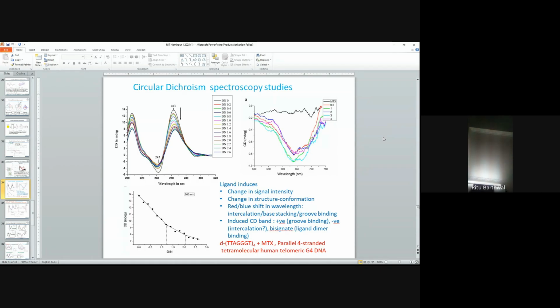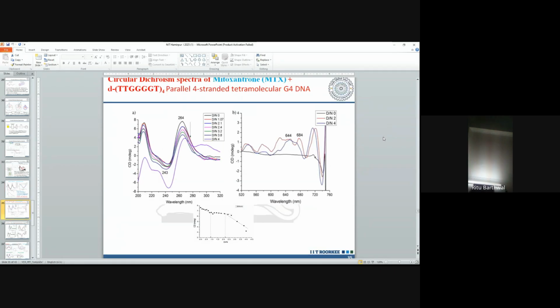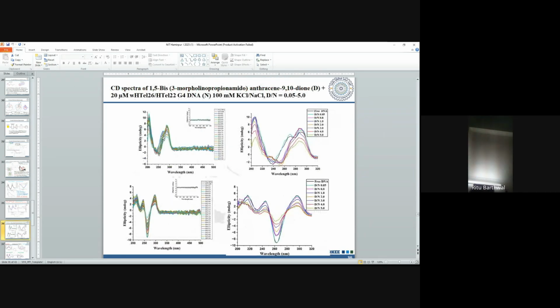Going to the next slide, slide number 35. You can see we got bisignate peaks in some other case. This is slide number 36. See here, it is flat. We did not get any induced band, which means the drug was not going in an asymmetric way. However, if you expand this portion, you can see there were some changes. So this is 3+1, this is 2+1.